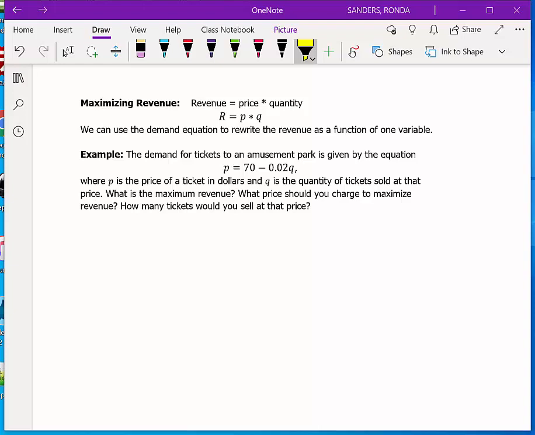Maximizing revenue. Remember that if we want to find revenue, we will evaluate price times quantity. We can use the demand equation to rewrite the revenue as a function of only one variable.